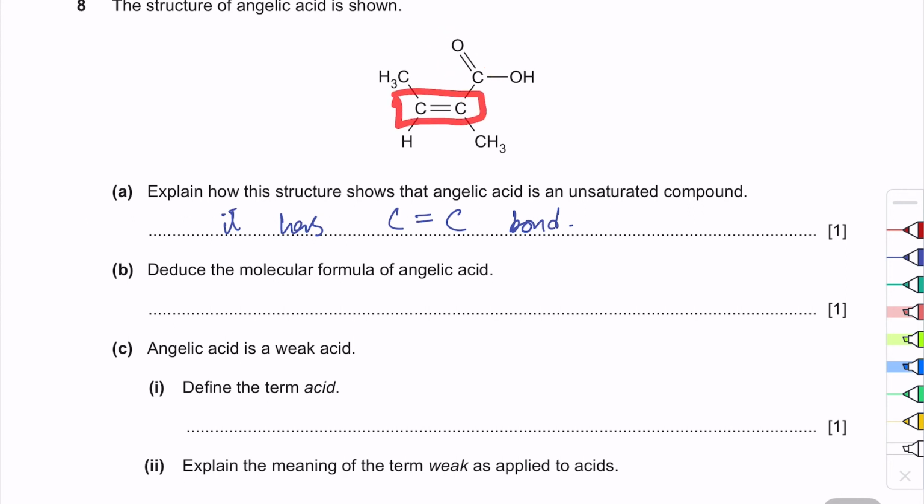It is this bond that makes it unsaturated. Deduce the molecular formula. So just count all the atoms. So carbon I have 1, 2, 3, 5. Hydrogen is 3, 3, 6 and 2, 8 and 2 oxygen. Okay.